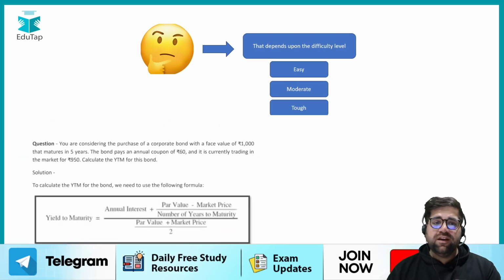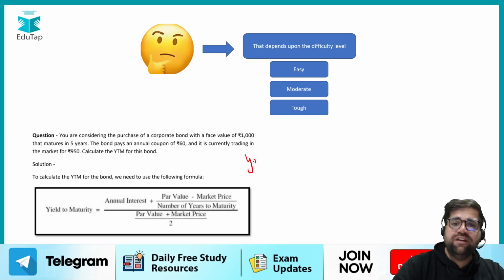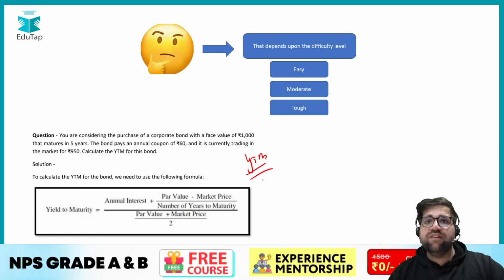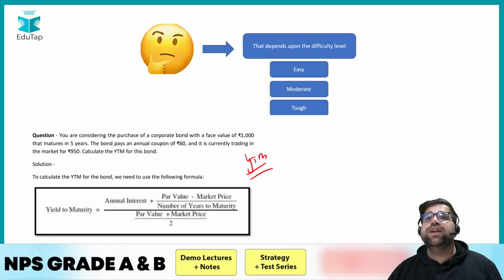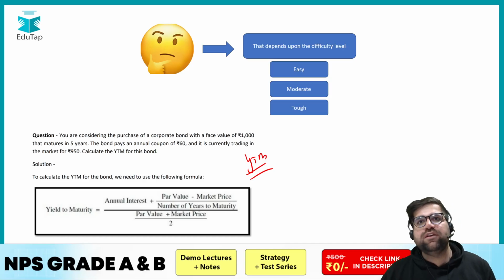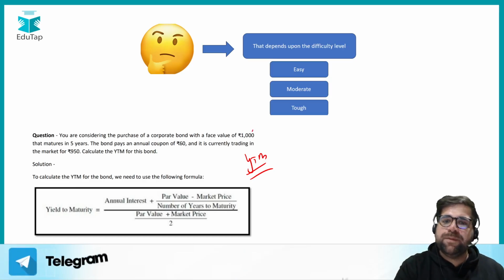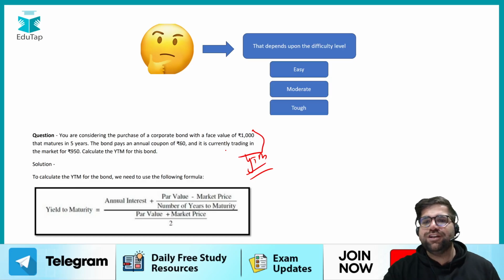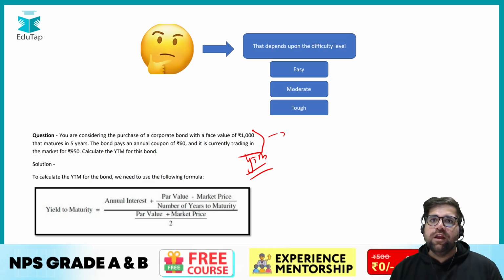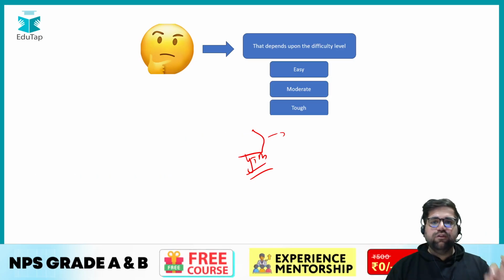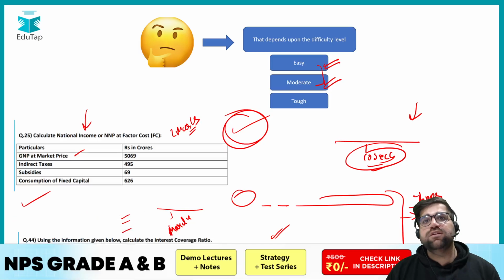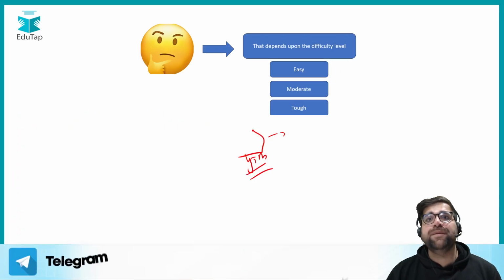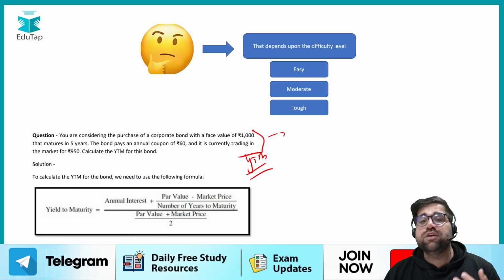What is a tough one? Tough one looks like this, that you have to calculate YTM of a bond. Now to calculate YTM of a bond, definitely we have the formula, but that formula itself is quite complex. So I will just pay utmost attention to this particular question and move ahead. I will not waste my time to solve this question. So the overall understanding whether you should attempt the question or not depends upon the difficulty level, and I have given you the examples as well of what kind of questions you can attempt in the exam.